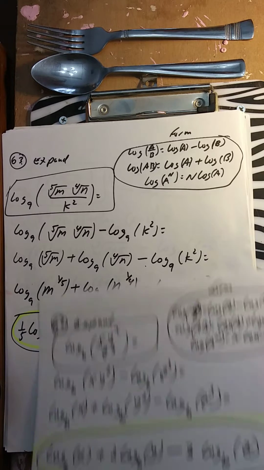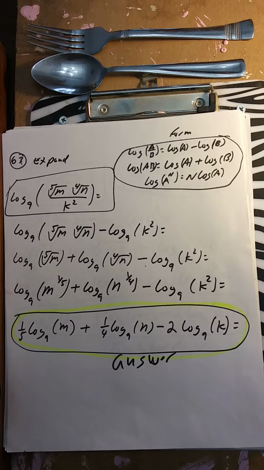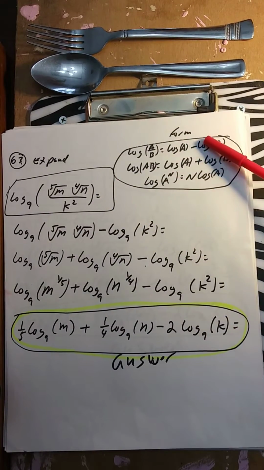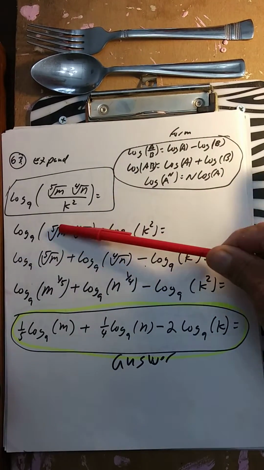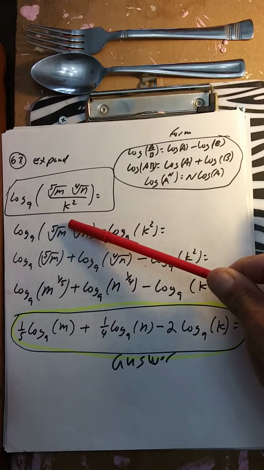Another expand. Okay, that's fine. I have division, so let's do the subtract, top minus bottom, upstairs, downstairs. So now we have, and now we have multiplication.